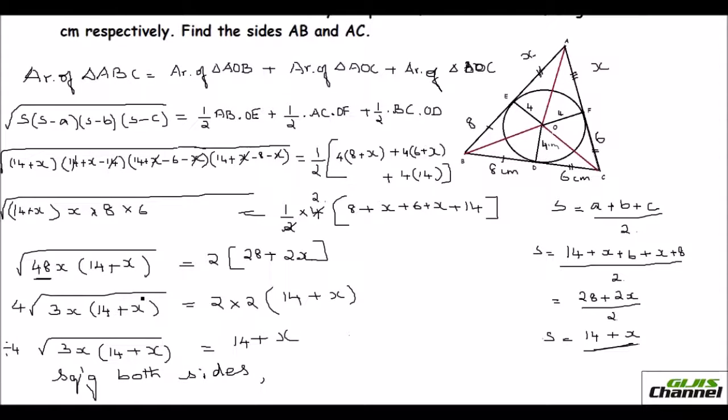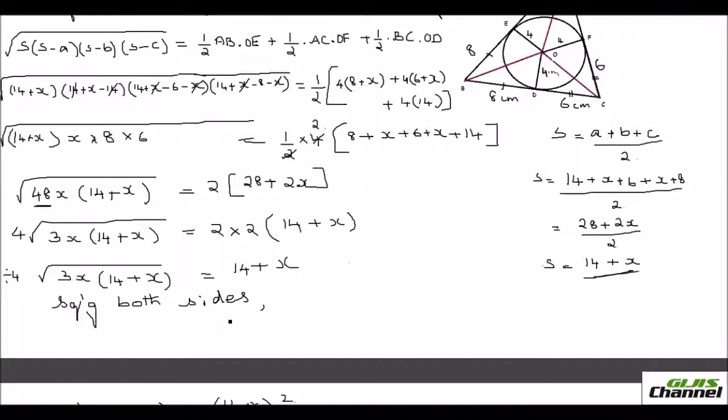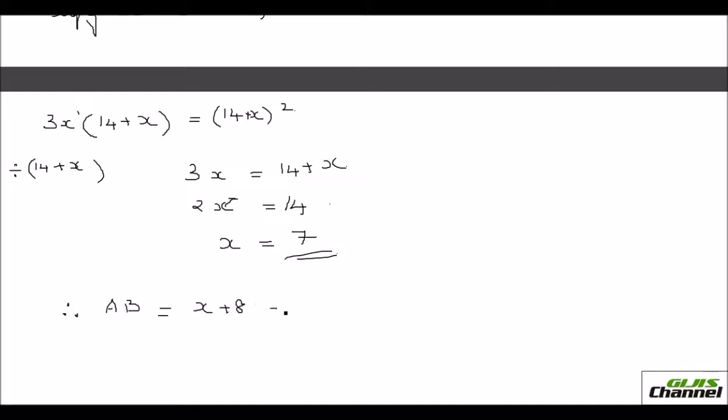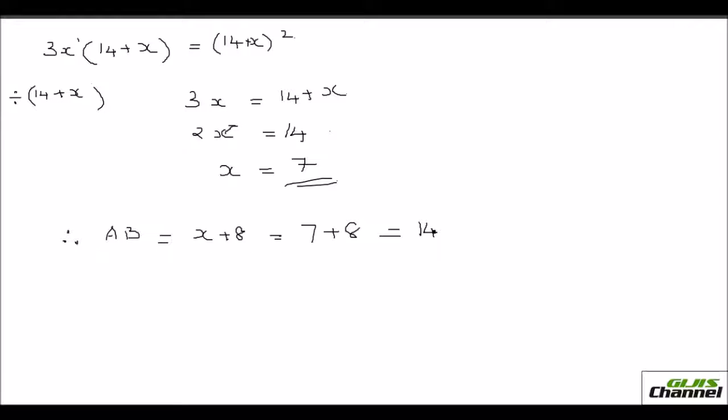Now you can say what is your AB, right? So therefore your AB, you have taken it as x plus 8. So that's 7 plus 8, which is equal to 15 centimeters. Whatever they have given you is centimeters, right? Write the same centimeter. And your AC is equal to x plus 6. So that is equal to 7 plus 6, 13 centimeters. So we are done with this problem.